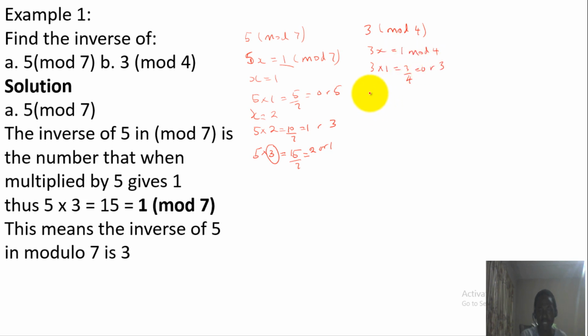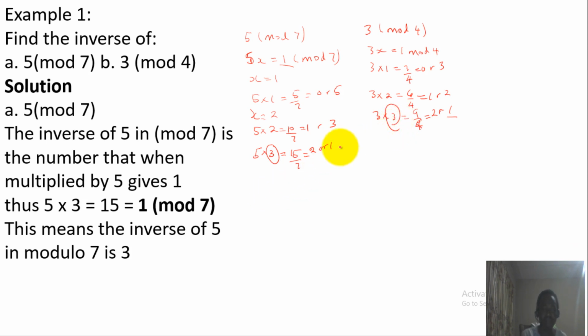Go to 3 times 2. Automatically 3 times 2 will give me 6. 6 divided by 4, automatically that will be 1, remainder 2. Therefore it's returning 2, which is not. Therefore if I now try 3 times 3, that will give me what? 9. So 9 divided by 4, that will give me 2. Remainder what? 1. Because 4 times 2 is 8 plus 1 will give me 9. Automatically it's returning 1. Therefore the answer for this inverse will be what? 3. As simple as that.